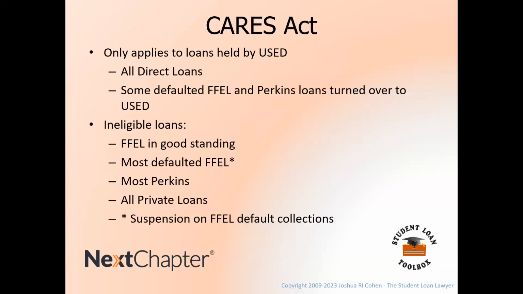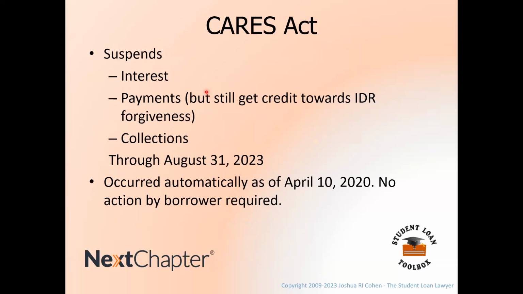Good question. All right. What does the CARES Act do? No interest accrues, no payments are required, but you're still getting credit towards income-driven repayment forgiveness. No collection activity. This is good through August 31st of 2023, or 60 days after SCOTUS issues a decision from yesterday's argument about the Biden forgiveness. If SCOTUS gives a decision earlier than June, when they normally do, then it won't be August, it'll be 60 days from when they issue that decision. I don't think they're going to issue it any time before June, so figure until August 31st.